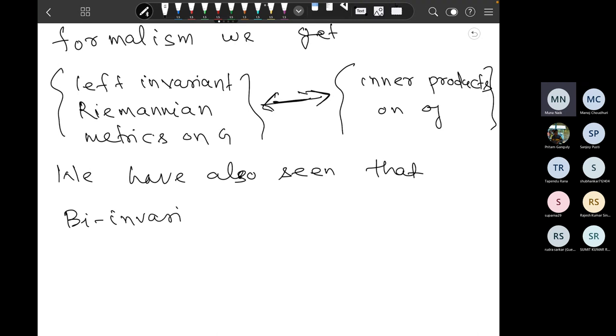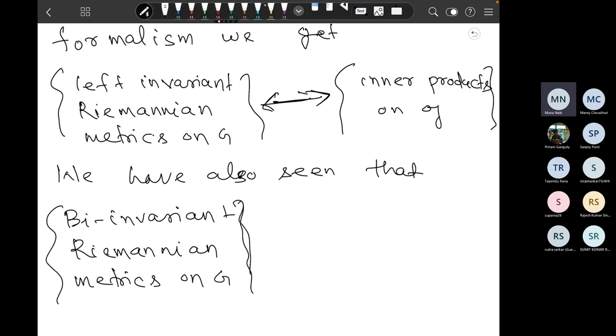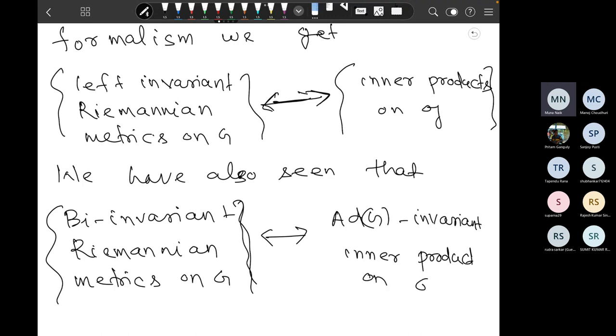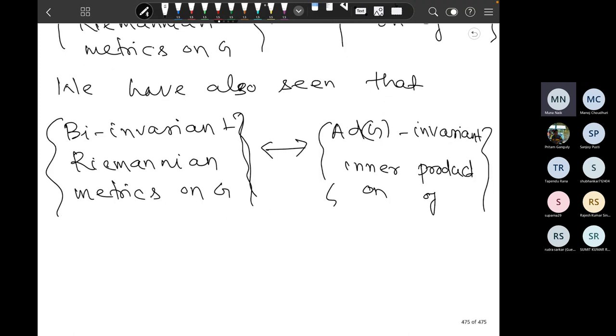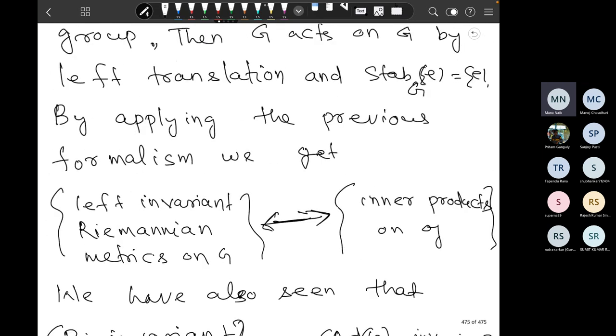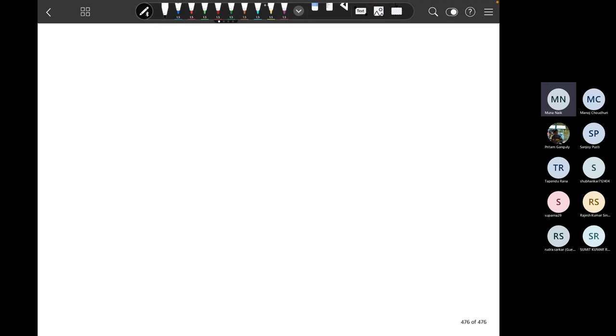We have also seen that invariant Riemannian metrics on G correspond to ad-invariant metrics on G. We have also seen, when we proved it, that any connected Lie group with a bi-invariant Riemannian metric is so. So we have proved that. Now one thing is if you can produce some example of a Lie group G.